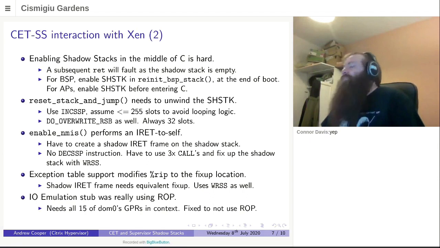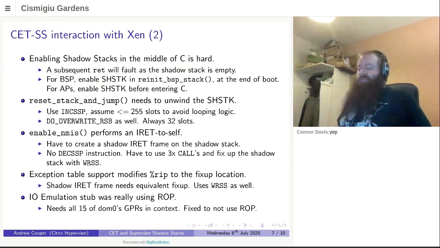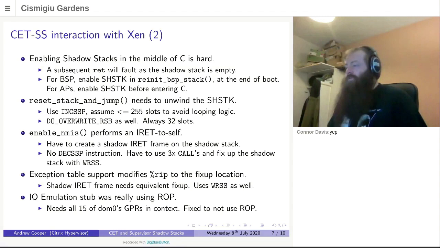Completely unexpectedly, whilst doing this, I found that one IO emulation stub was genuinely using return-oriented programming to function. When DOM0 is talking to the SMM handler, some firmwares use a mailbox in DOM0's general purpose registers. So what happens is DOM0 traps into Xen, Xen emulates, but we need to emulate with DOM0's registers for the DOM0 driver to be able to talk correctly to the SMM handler, and I have fixed that up not to use return-oriented programming.